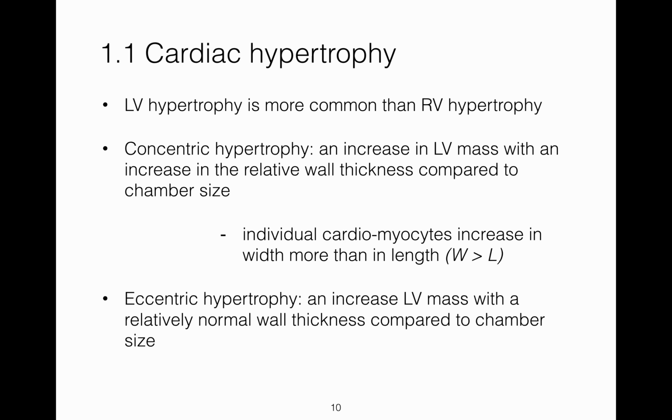Left ventricular hypertrophy is more common than right ventricular hypertrophy. In response to an increase in afterload, the LV wall often thickens and does so in one of two ways. Concentric hypertrophy. This is an increase in LV mass and an increase in the relative wall thickness compared to the chamber size. In this case, individual myocytes increase in width more than in length. Eccentric hypertrophy. This is an increase in LV mass with a relatively normal wall thickness compared to chamber size.